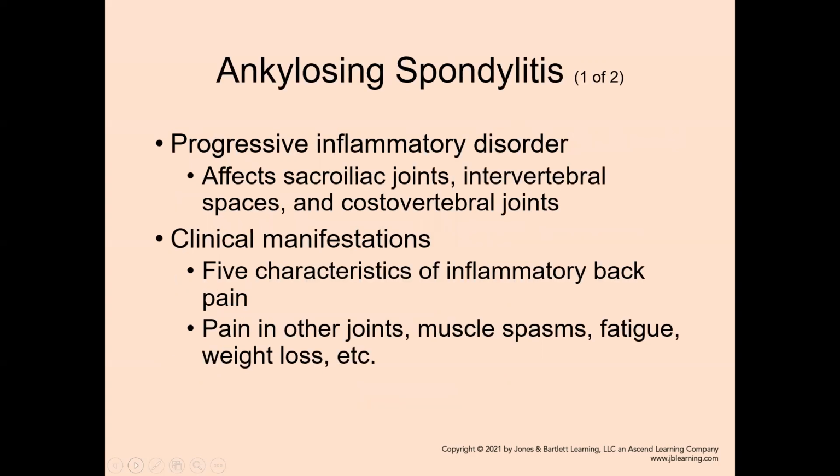Ankylosing spondylitis is a progressive inflammatory disorder. It affects the sacroiliac joints, intervertebral spaces, and costovertebral joints. The clinical manifestations include the five characteristics of inflammatory back pain, pain in the other joints, muscle spasms, fatigue, and weight loss.